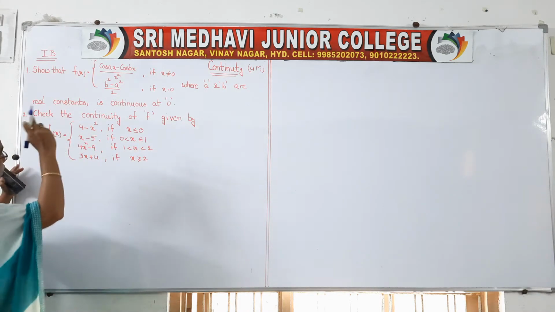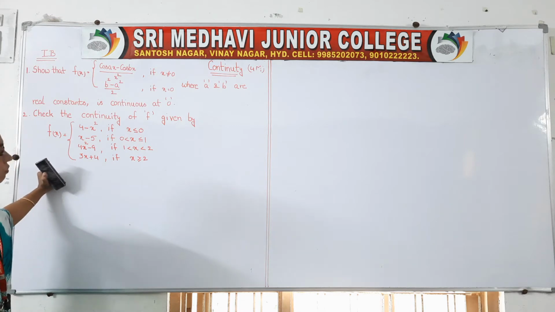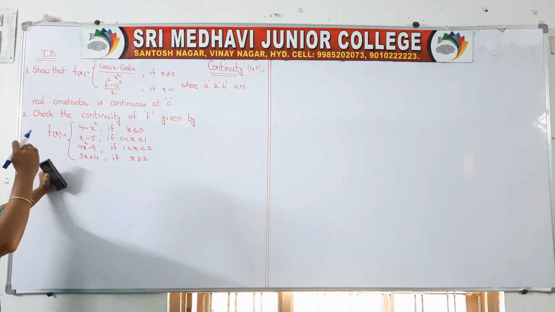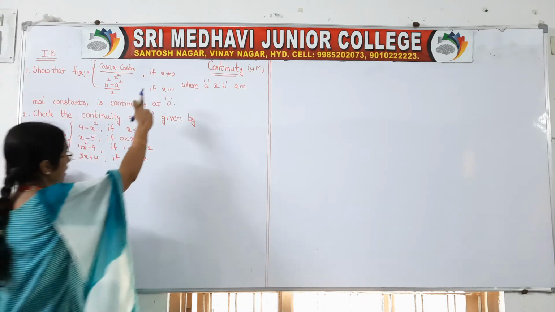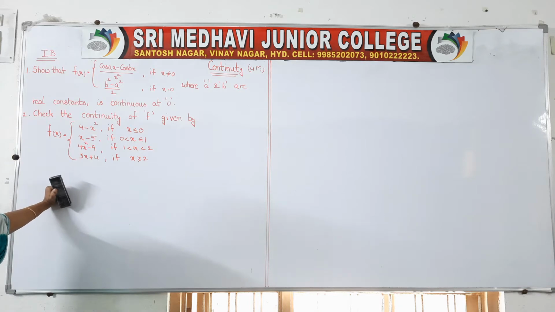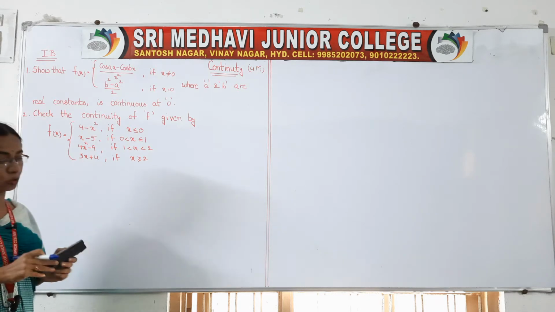Show that f of x, this function defined as (cos ax minus cos bx) by x square if x not equal to 0, and (b square minus a square) by 2 if x is equal to 0, where a and b are real constants, is continuous at 0.